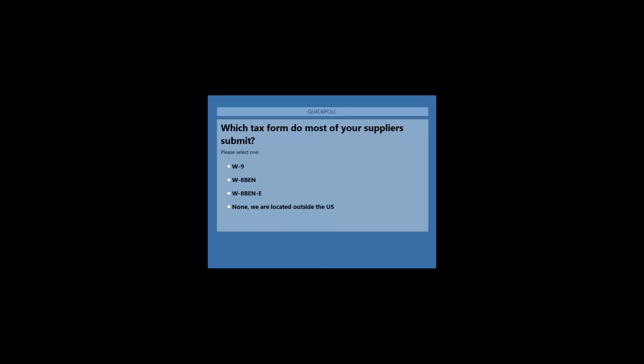And now we're on to a second polling question, and that is, which tax form do most of your suppliers submit?